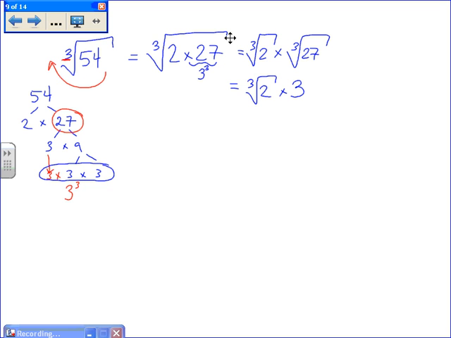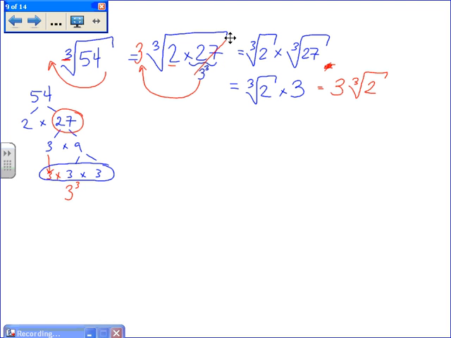In other words, I can bring this number out front, and it becomes just a 3 when I take the cube root of 27. And so my answer is going to be 3 times the cube root of 2, which was the only number I have left over here. All right.